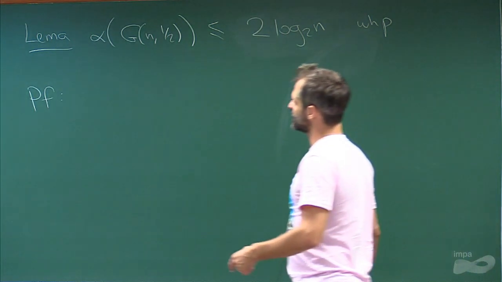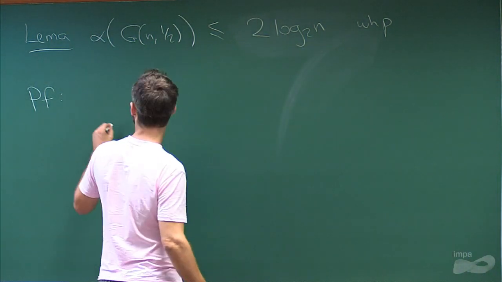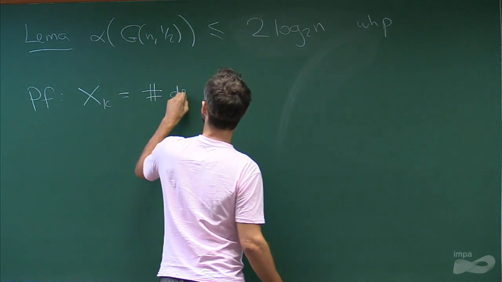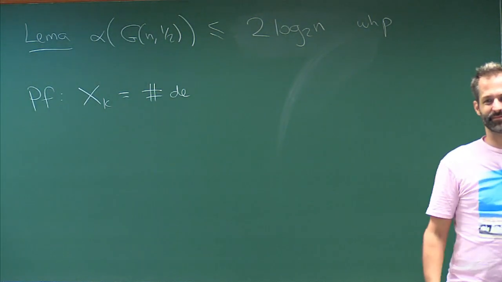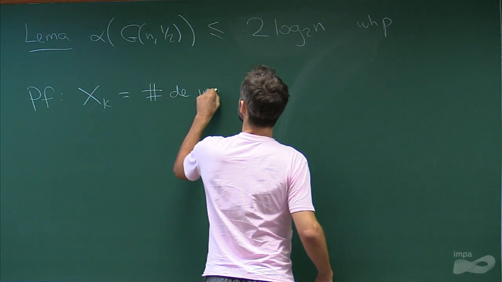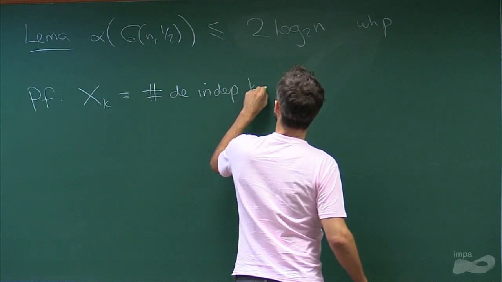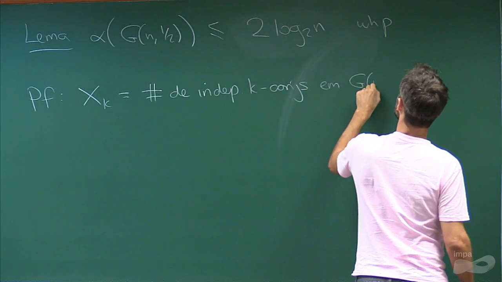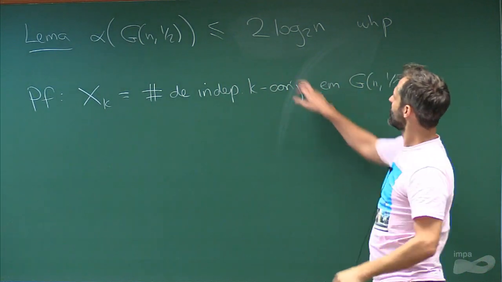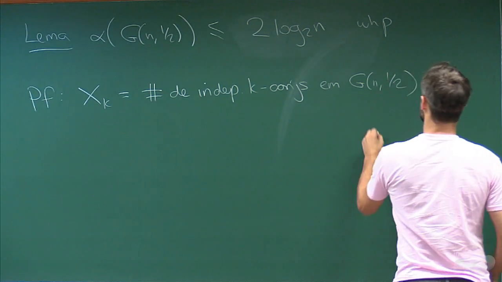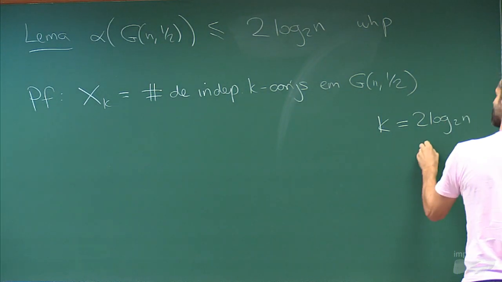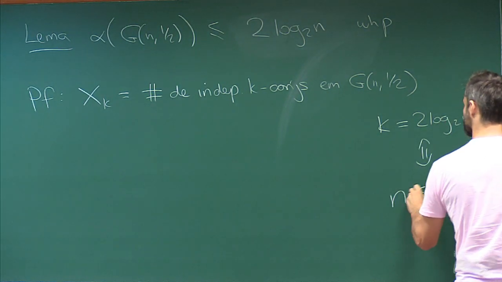Right. So let X_k be the number of independent k-sets in G(n, 1/2), where k is going to end up being this guy. And notice that if k is 2 log to the base 2 of n, what is n?